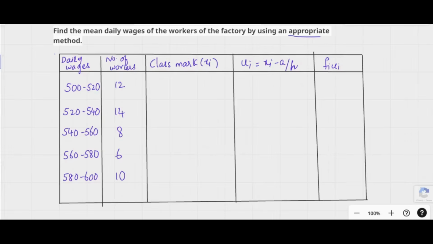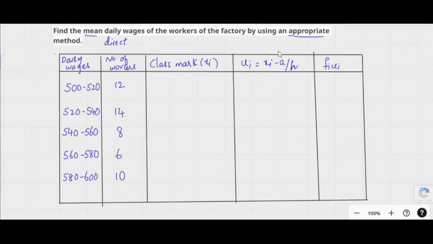Our first question: find the mean daily wages of the workers of the factory by using an appropriate method. See, this is the wording most of the times they give you in exams. They're asking us to find the mean, but they didn't mention the exact method. If they ask you to solve this question by direct method, then you have to go with the direct method only.